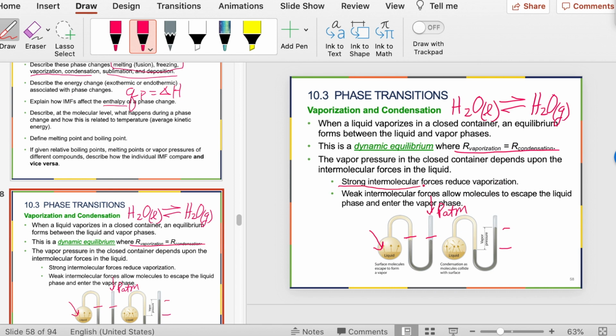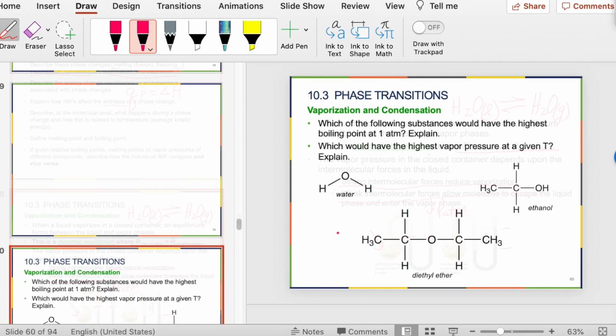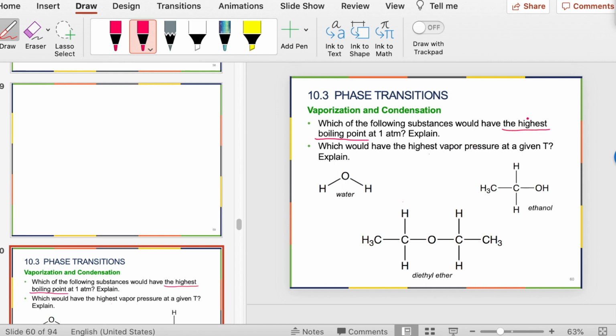Strong intermolecular forces are going to reduce vaporization. The stronger the particles are held together, the less can make it into the gas phase. And weak intermolecular forces are going to allow molecules to escape and enter the vapor phase. Which of the following substances would have the highest boiling point at 1 atmosphere of pressure? Now, we said that all of our properties except one increase with intermolecular forces. So to answer this question, you've got to compare the intermolecular forces.